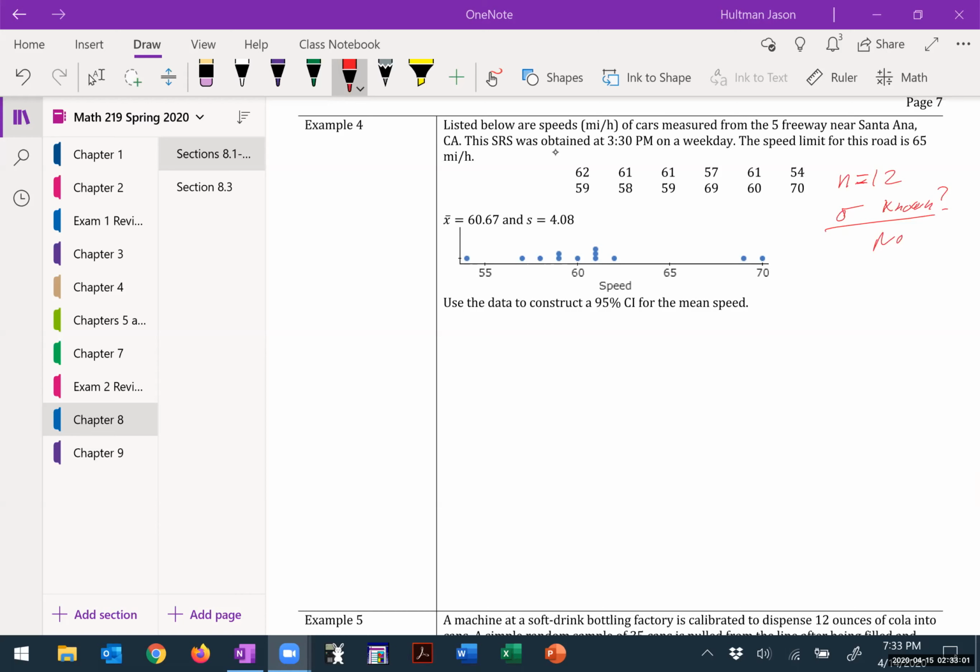Okay, so it's not known. This is not known. So we're going to use Z or T here. Are we going to use Z or T? We're going to use T. Okay, T for the win.